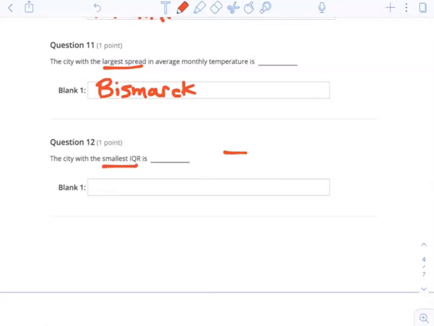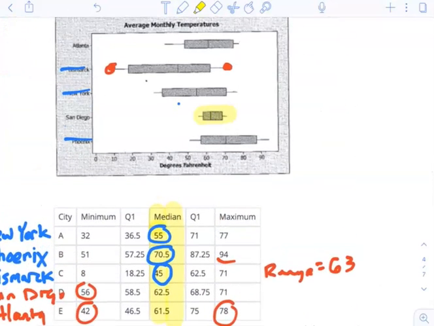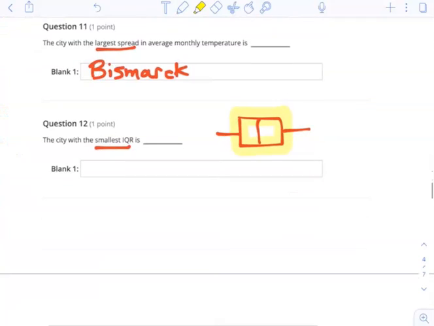So the IQR is the box here in the middle. So we want to look for the smallest box. So the smallest box up in this picture, I would argue, is San Diego. That's the smallest box in there. So they have the smallest IQR. So that's reading a graph with multiple box plots and comparing.